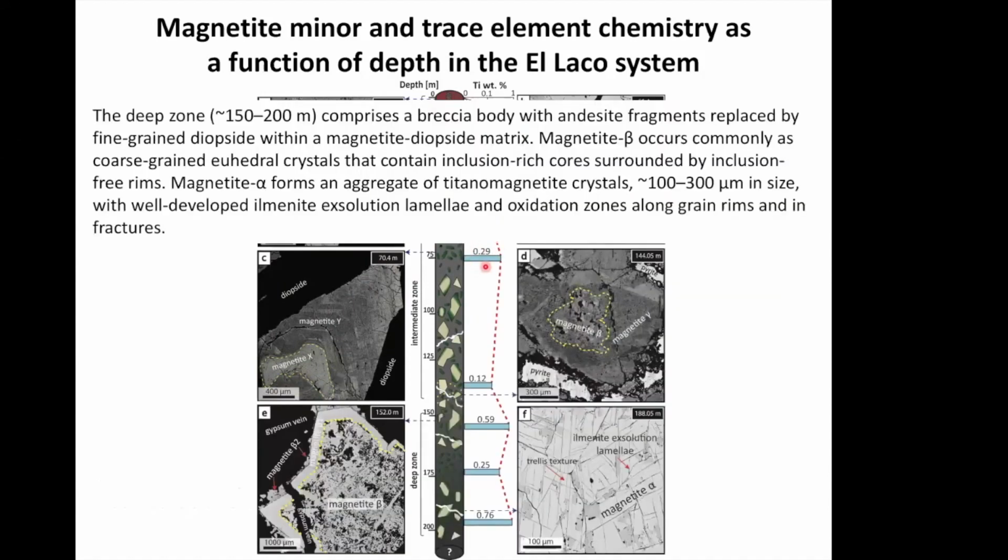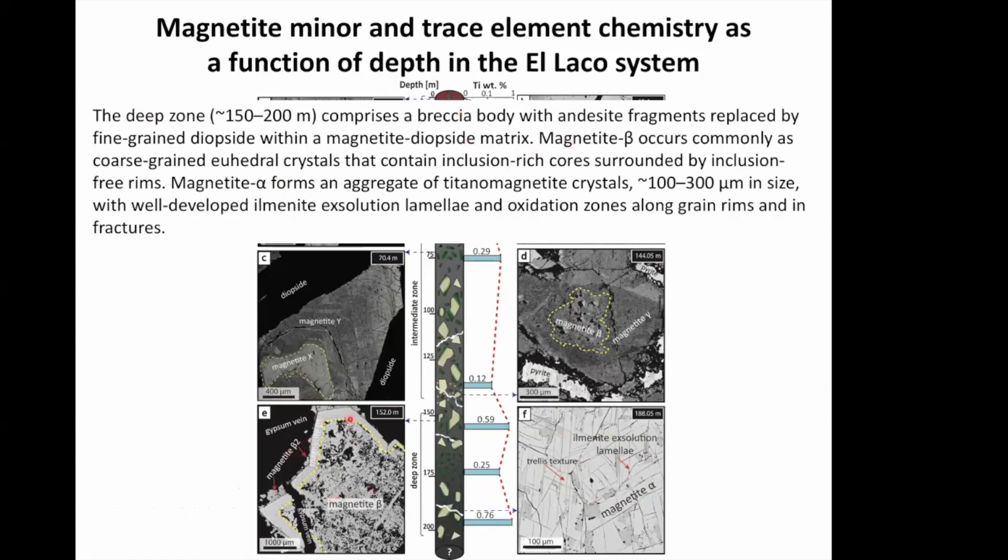If we continue even further, now we get what's shown over here on the right-hand side, what we call magnetite alpha and magnetite beta at the bottom of the deposit. And now we're in what we call the deep zone, which comprises a breccia body with andesite fragments replaced by fine-grained diopside within a magnetite-diopside matrix.